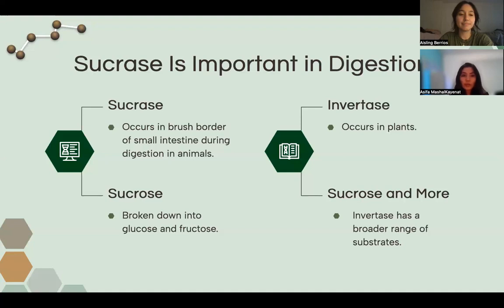Invertase, a related enzyme, catalyzes a similar reaction, but in plants. Additionally, it happens to work on a broader range of substrates. While sucrase is specific to sucrose, invertase not only hydrolyzes the sucrose, but also other glycosidic bonds that contain fructose.